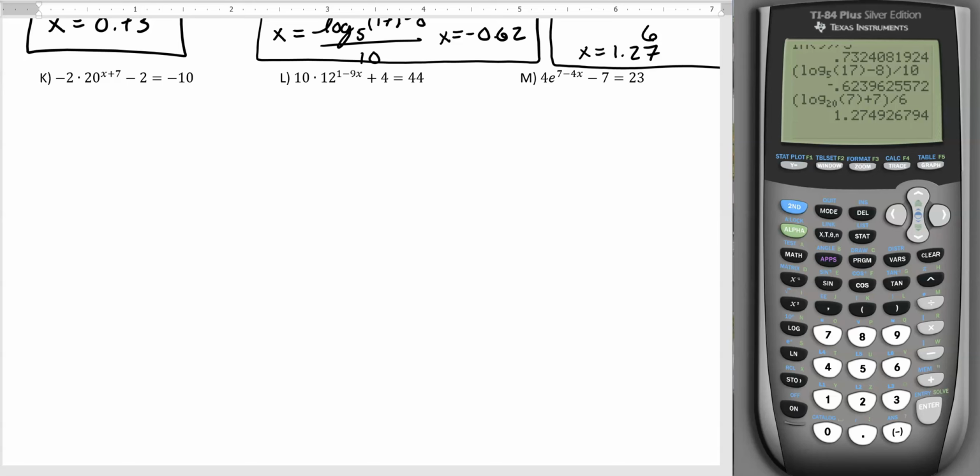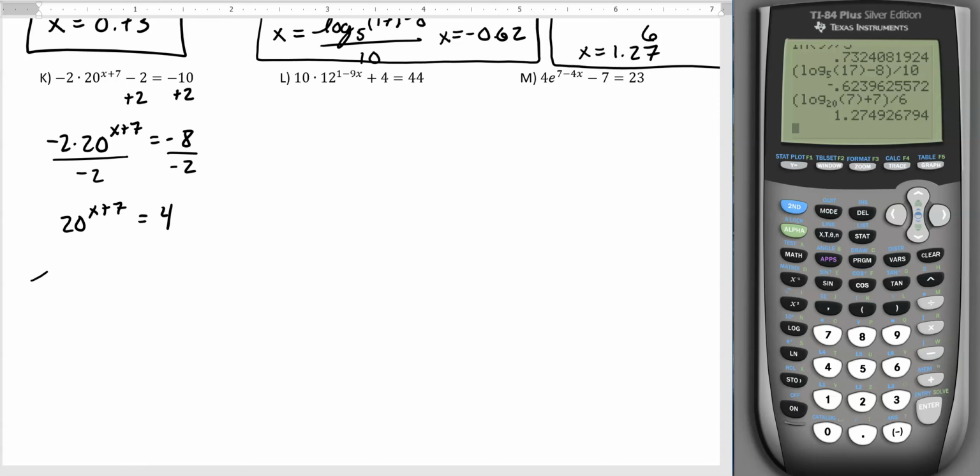All right, hopefully that gave you enough time to get some work done. Let's look at letter K here. So we're going to start by adding 2 to both sides. So we'll have negative 2 times 20 to the x plus 7 equals negative 8. Divide both sides by negative 2. So we'll have 20 to the x plus 7 equals 4.